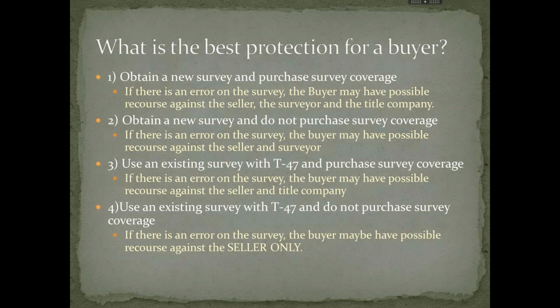Item number 4, and the least protection that you can have for a buyer, is to use an existing survey with T47 and not purchase survey coverage. This is the worst option, obviously, because if they don't have that survey coverage, the only person they could pursue for any damages they incur as a result of an error on a survey is the seller. And as all of us know as title professionals, good luck finding the seller and good luck finding the ability for them to pay you what you're owed, right? That's just not something we see very often.